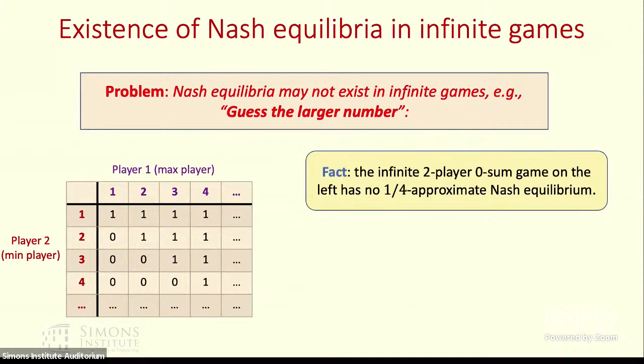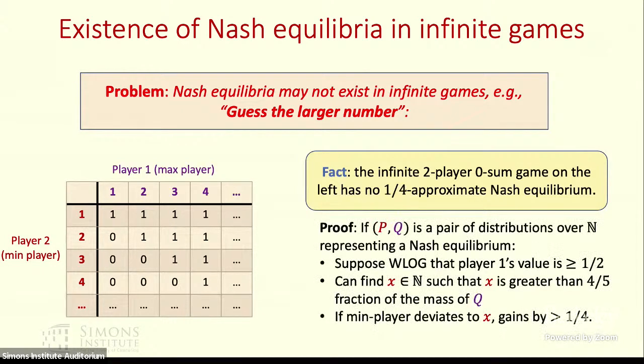Now, if you think about this for a couple of minutes, you'll quickly see that this infinite two-player zero-sum game has no approximate Nash equilibrium, even up to a constant approximation. So Nika talked about this in her tutorial a few weeks ago, so I won't go into the proof. But it's a very simple proof. There's really not much to it.